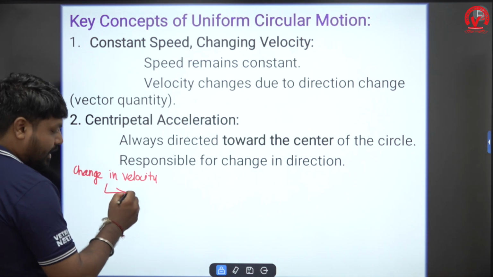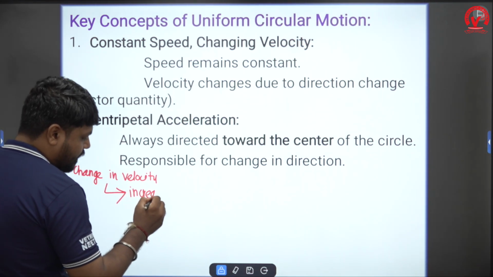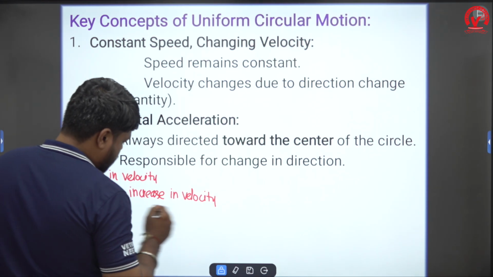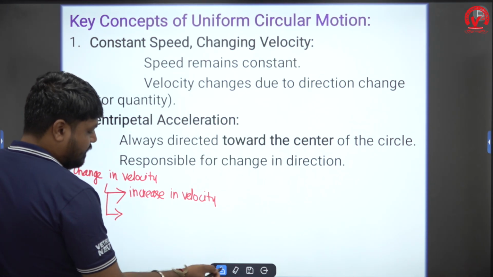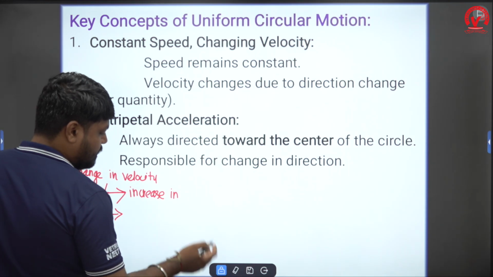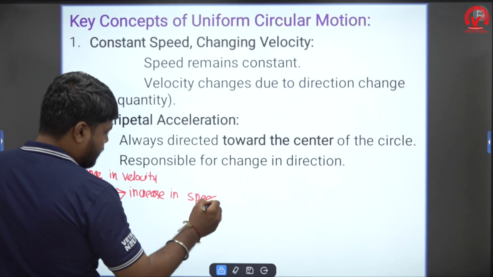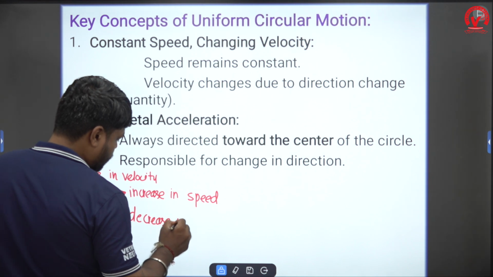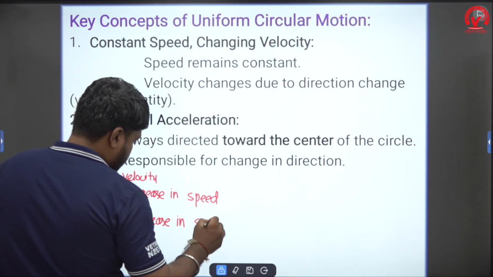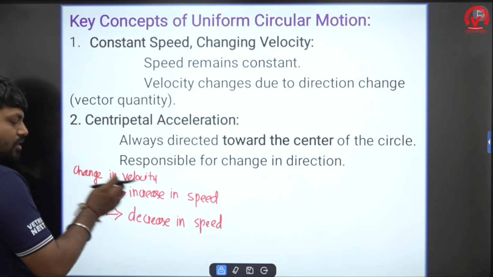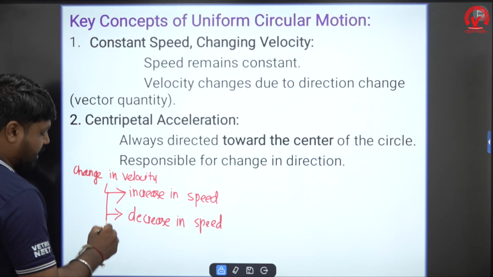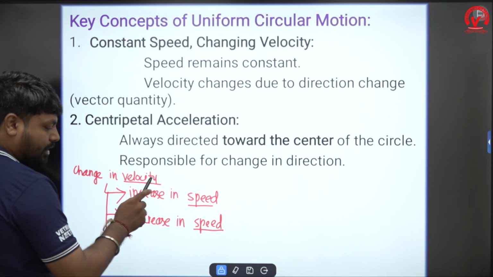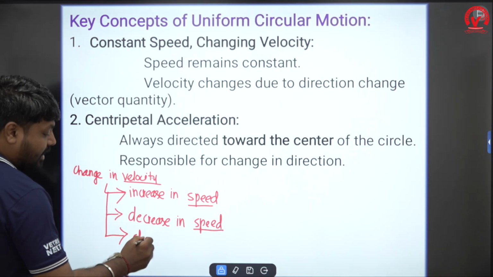One is increase in velocity. We have already seen this. Increase in velocity means increase in speed. Next is decrease in speed. If the speed increases, it will change. If the speed decreases, it also leads to change. And velocity is a vector quantity, talking not only about the magnitude but also the direction. So the third is change in direction.